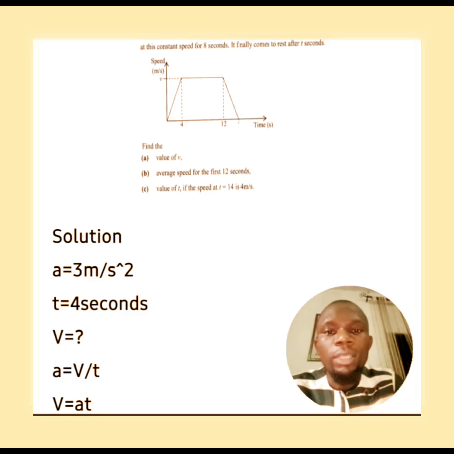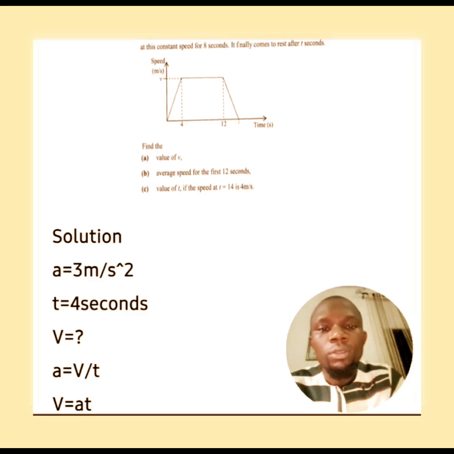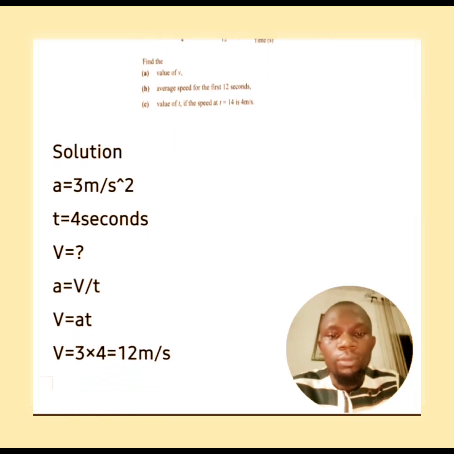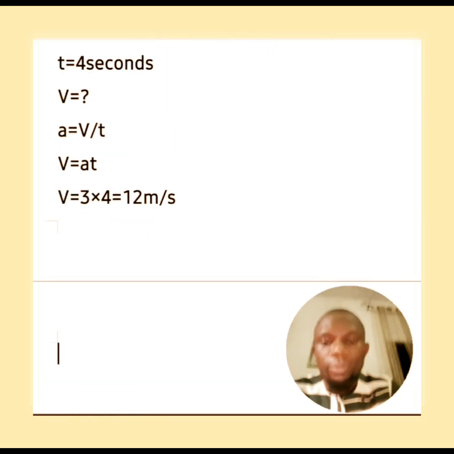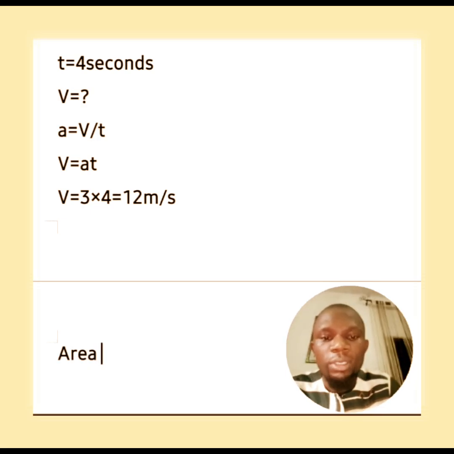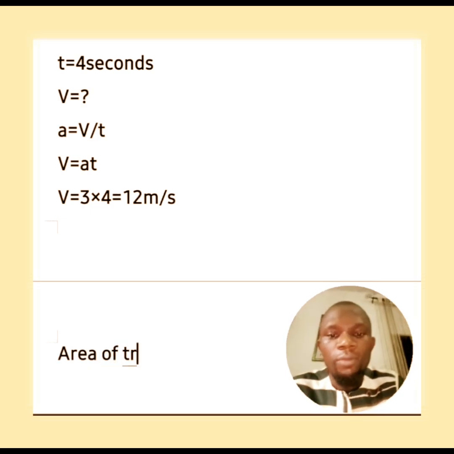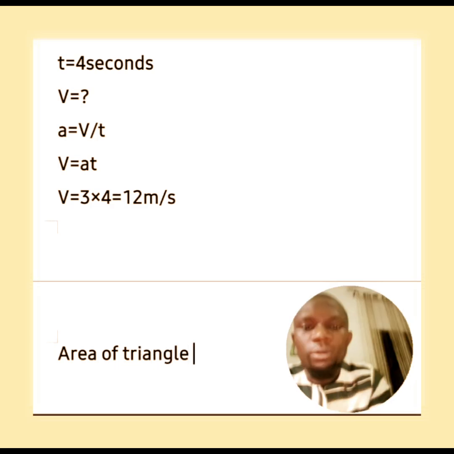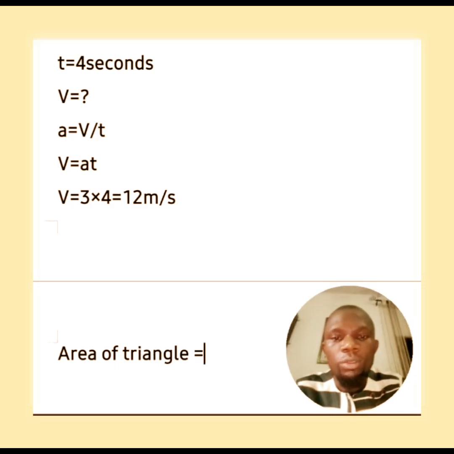So with that, I'll now get the total distance covered in the first 12 seconds. Okay, so with that, I'll now have to get my average speed at that particular stage. The next thing I'm going to do is to find the area of a triangle, because the first shape is a triangle. Area of a triangle from the diagram is equal to half base times height.